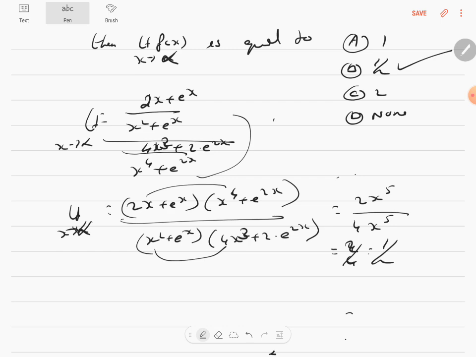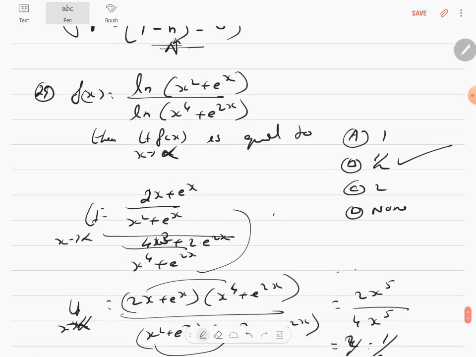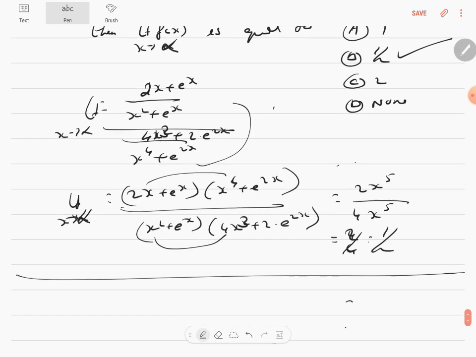I'm sure I've discussed this sum already. It's the same thing. So whenever it tends to infinity, you apply L'Hopital's rule, take the highest powers' coefficients and write it as the answer.